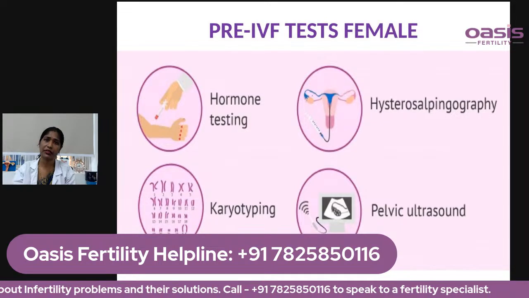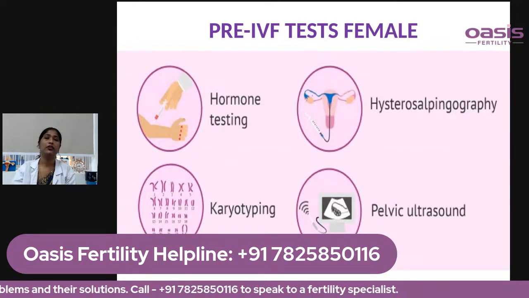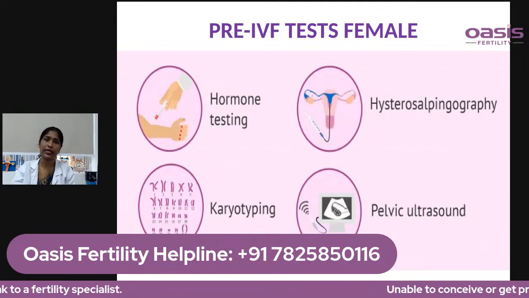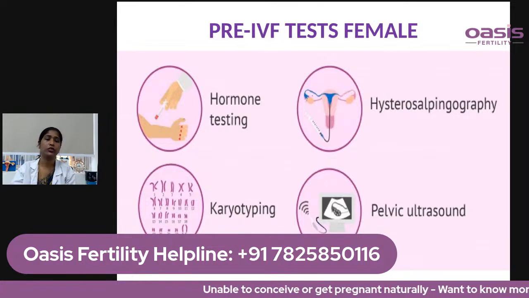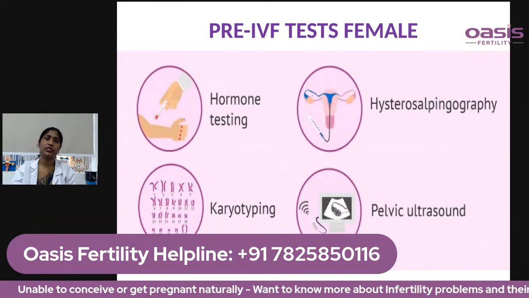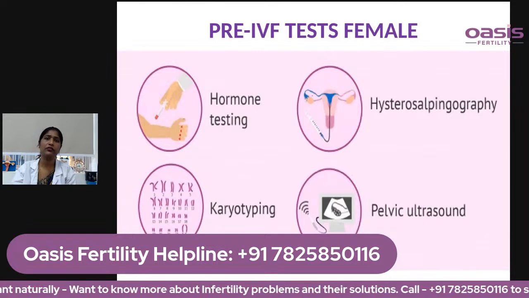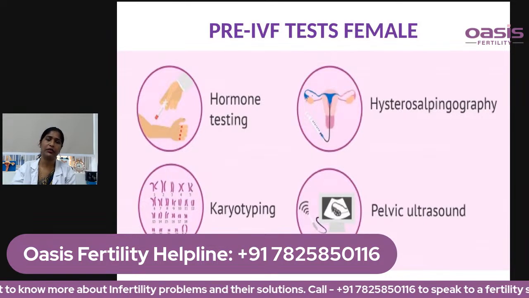So the pre-IVF testing is done on both the partners. For a female, we most commonly do the hormone testing. Of the hormones, most important is to do an anti-Mullerian hormone test. Apart from this, we also check for the thyroid hormones, the prolactin hormone, the sugar levels, etc. And the second test is the hysterosalpingogram. Again, this is done only in selective cases. It's not done routinely for all women who are going for an IVF cycle.